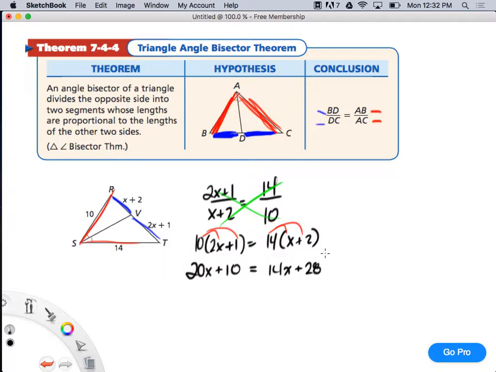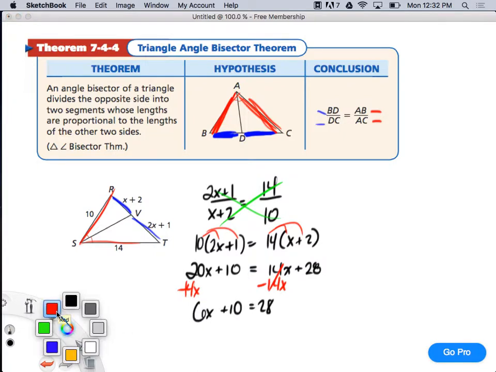And then you subtract. I get the x's with the x's and the numbers with the numbers. So 14x from both sides. I get 6x plus 10 equals 28. Then I subtract 10 from both sides, and I get 6x equals 18.